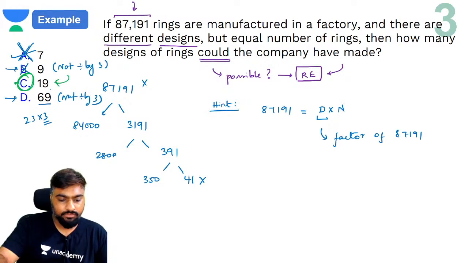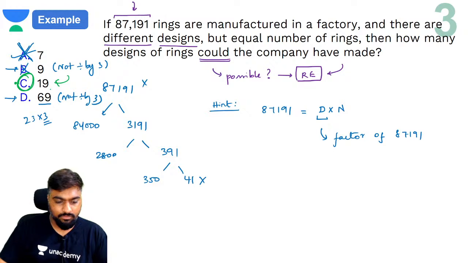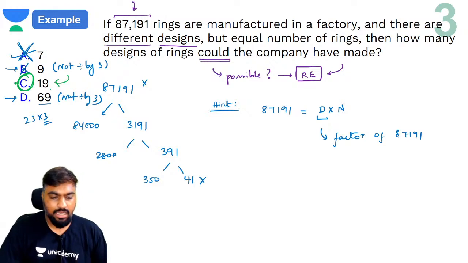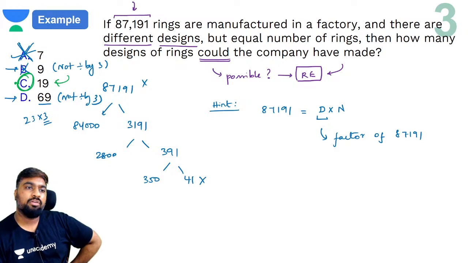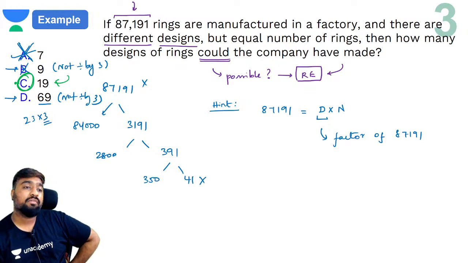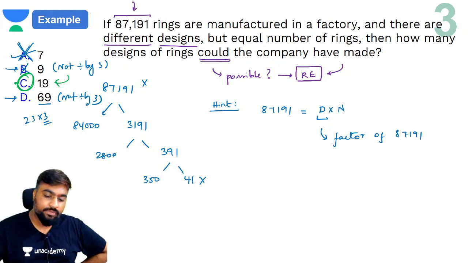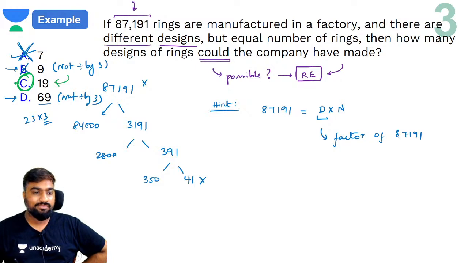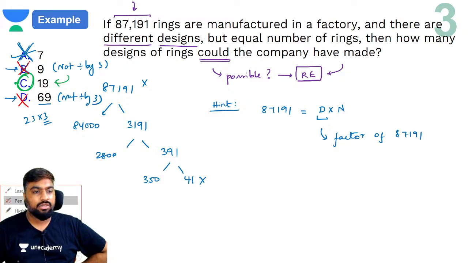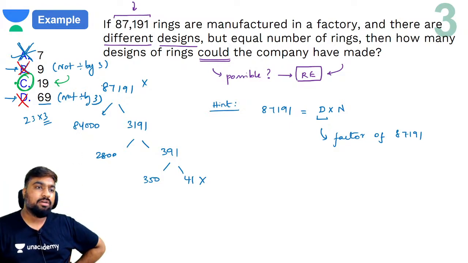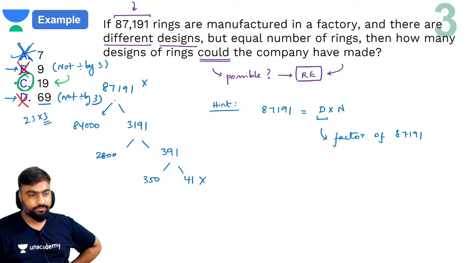Cool? Achal, you will do it like this. Got it? You go by reverse engineering, check what will not be your answer. Ultimately, you will get what could be your answer. So 19 is your answer. If you want, you can also divide by splitting.